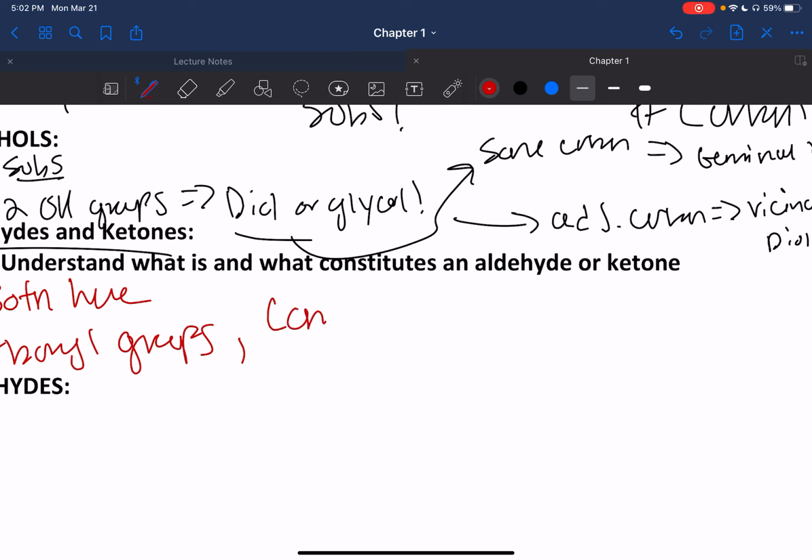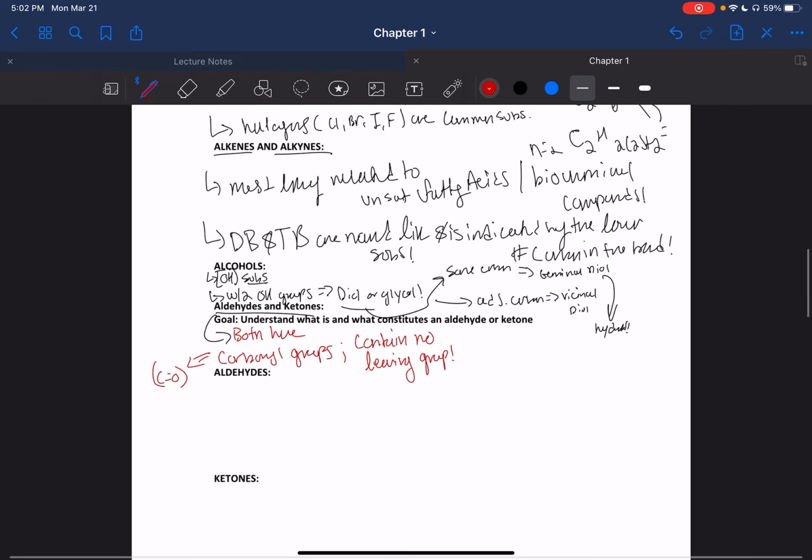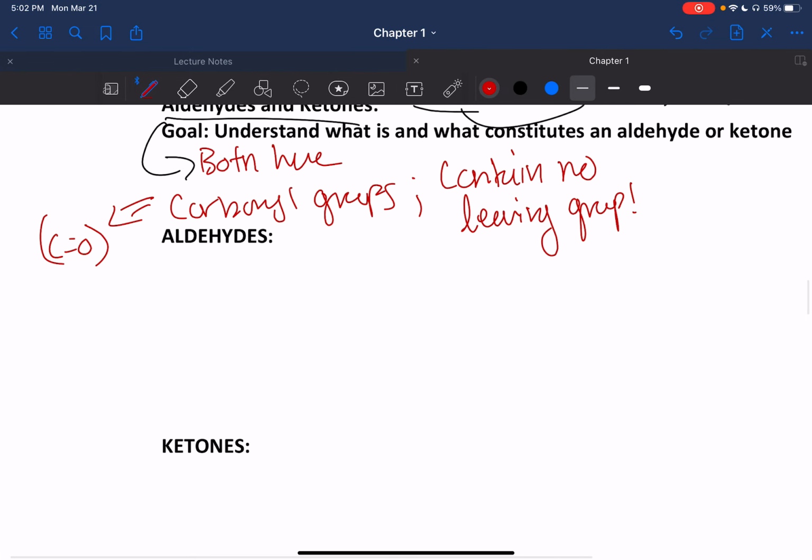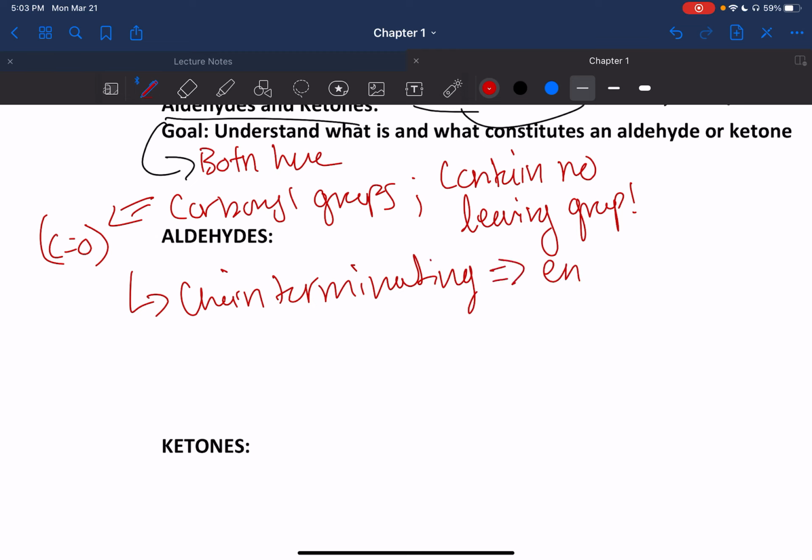They also contain no leaving group. We'll talk about why this is important later on. There's no leaving group. So specifically for aldehydes, aldehydes are specifically chain terminating, meaning that they're always found at the ends of chains.